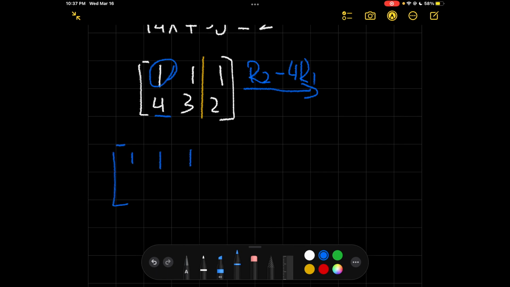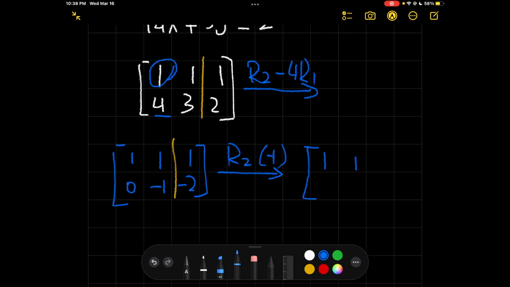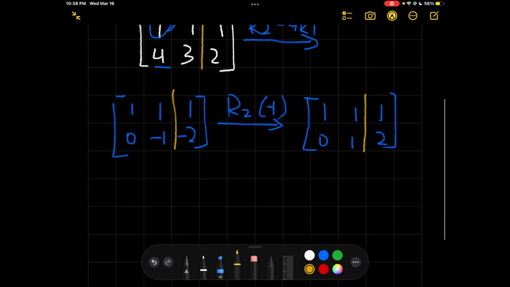1 1 1, and 4 minus 4 equals 0, 3 minus 4 is negative 1, 2 minus 4 is negative 2. Now we need to find the second leading one, which is in row 2. We can change it to 1 by negating, so row 2 times negative 1, and we have 0 1 2. Now we need to use this one as a pivot point and knock out row 1.